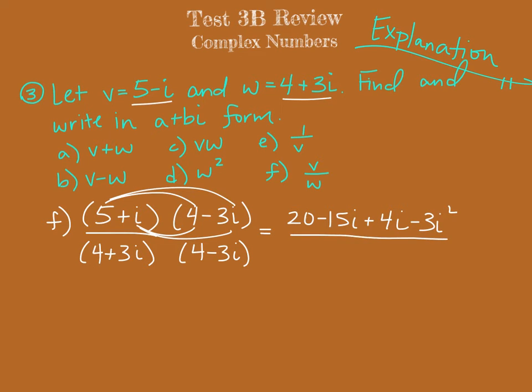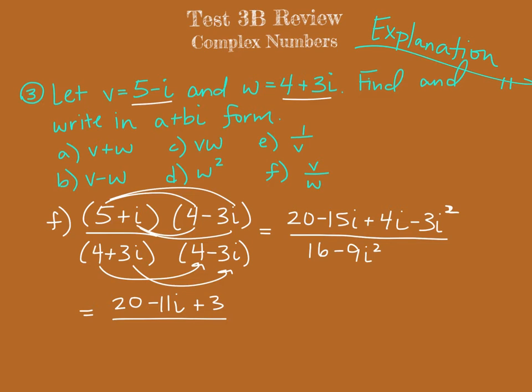In the denominator, because we're multiplying a complex number by its conjugate, we only need to multiply the first by the first and the last by the last. So we'll get 16 minus 9i squared. Again, that's a shortcut. Now we want to simplify. In our numerator, we'll have a 20. Then combining like terms, a minus 11i. Because i squared equals negative 1, this term turns into a plus 3.